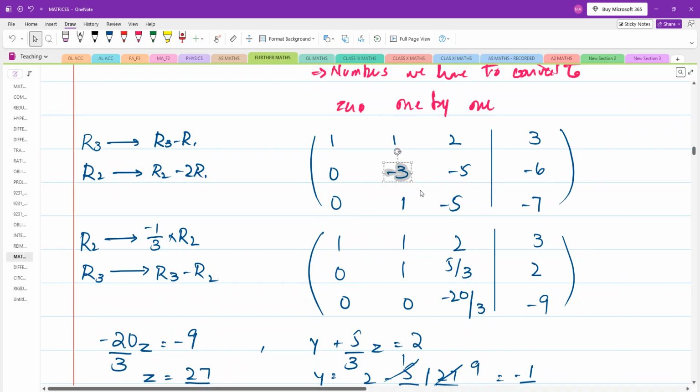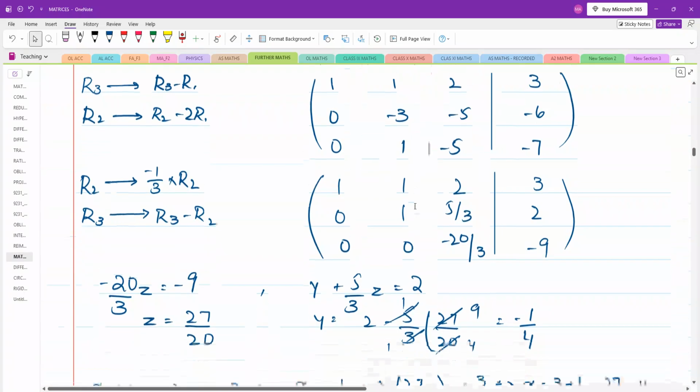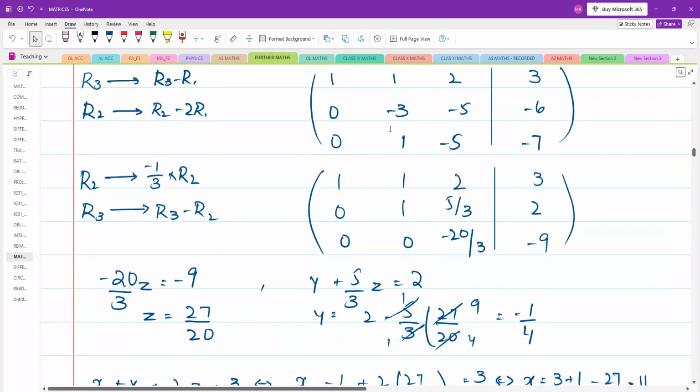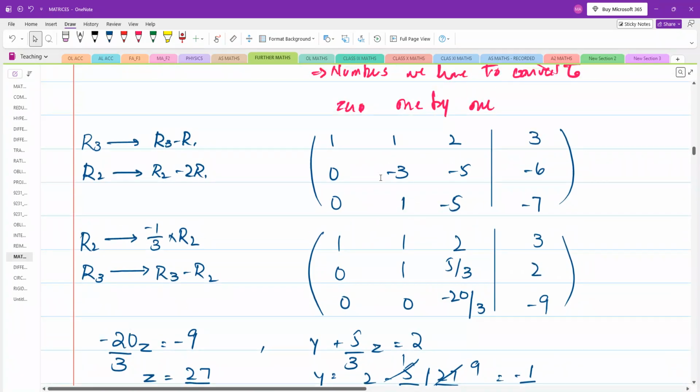We are just left with this. We have to convert this into 0. How are we going to do that? Sorry about that, we have to convert this into 0. This is a very crucial step. The crucial step is, first of all, you need to convert this into 1. Listen very carefully. We have to first convert this into 1.